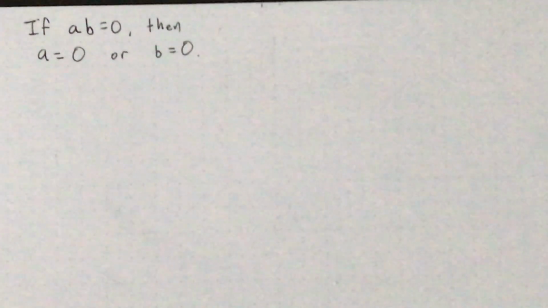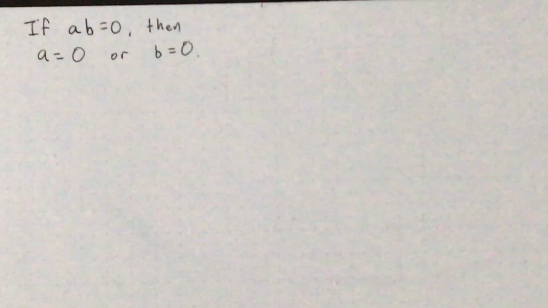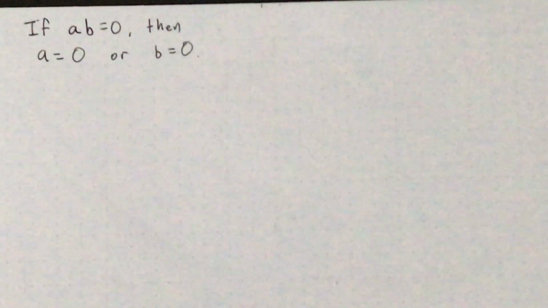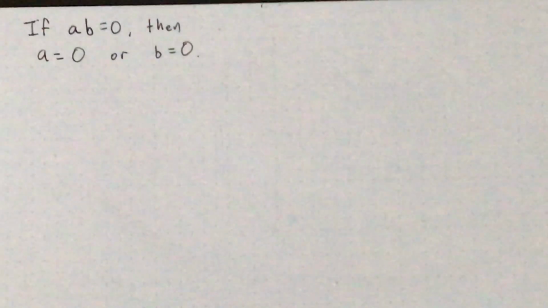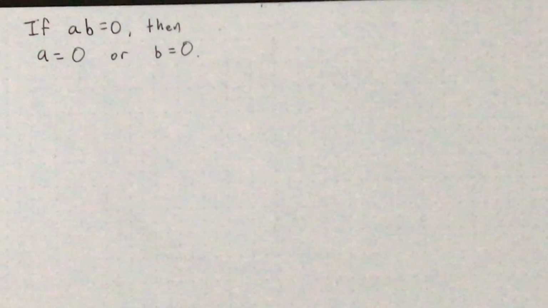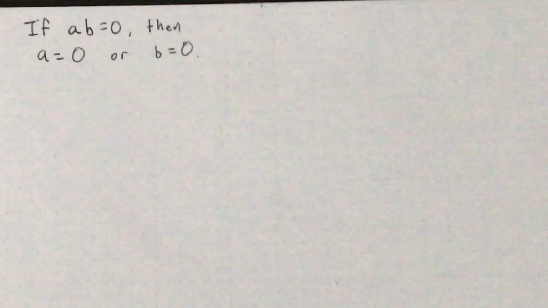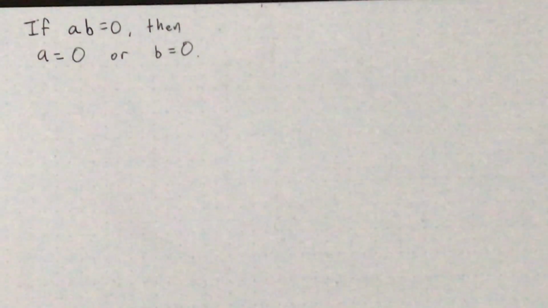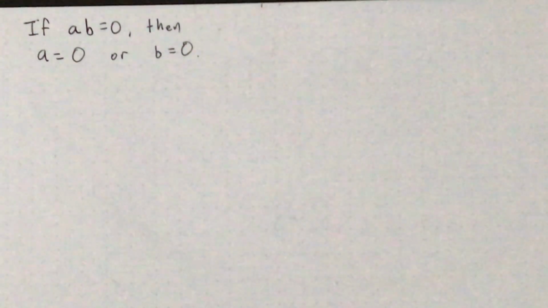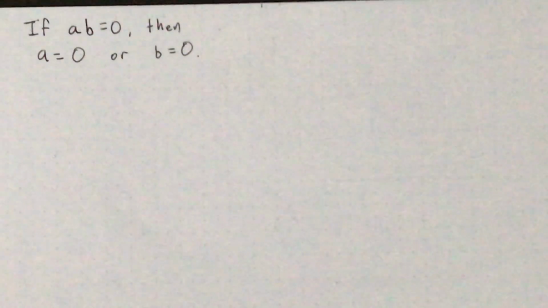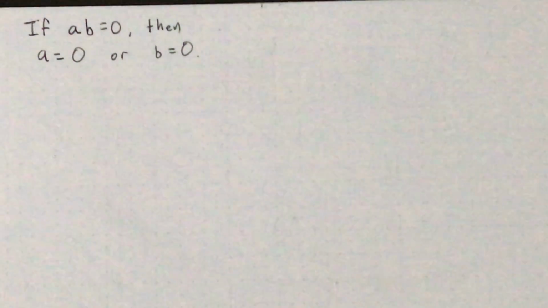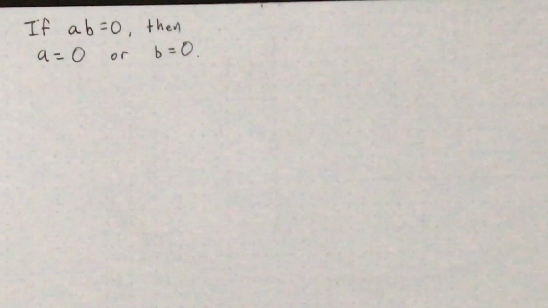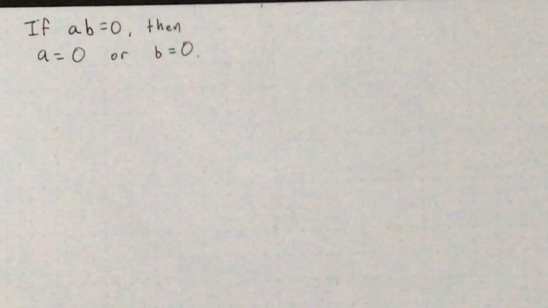Hi everyone, in this video I just want to go over some sample problems that I'll do using the zero product property and how we can use it to solve these equations. First let me briefly state what the zero product property is. If A times B equals 0, then A equals 0 or B equals 0. Or in other words, if you have two numbers and they multiply to equal 0, that means one of the numbers must be equal to 0.